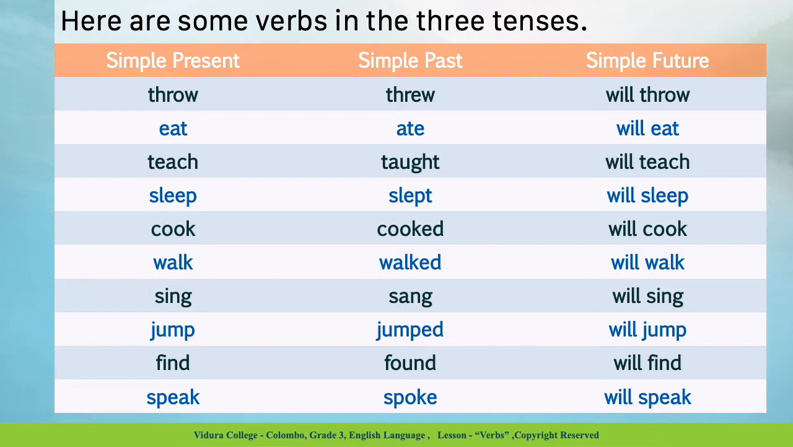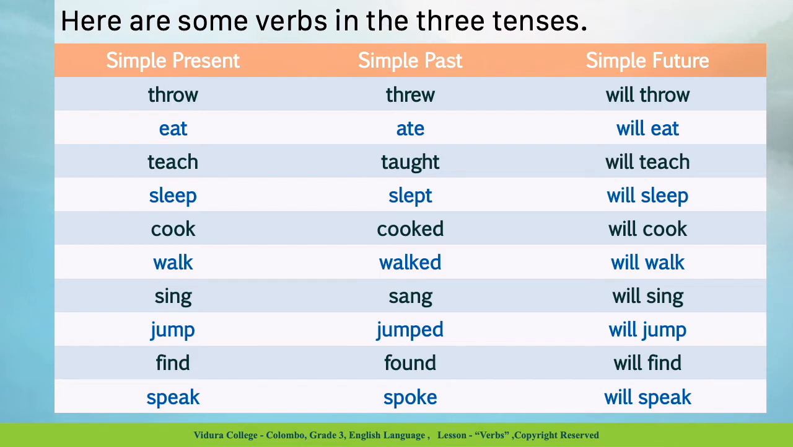Next, simple present tense verb is cook. Simple past tense verb is cooked. Simple future tense verb is will cook. Next, simple present tense verb is walk. Simple past tense verb is walked. Simple future tense verb is will walk.